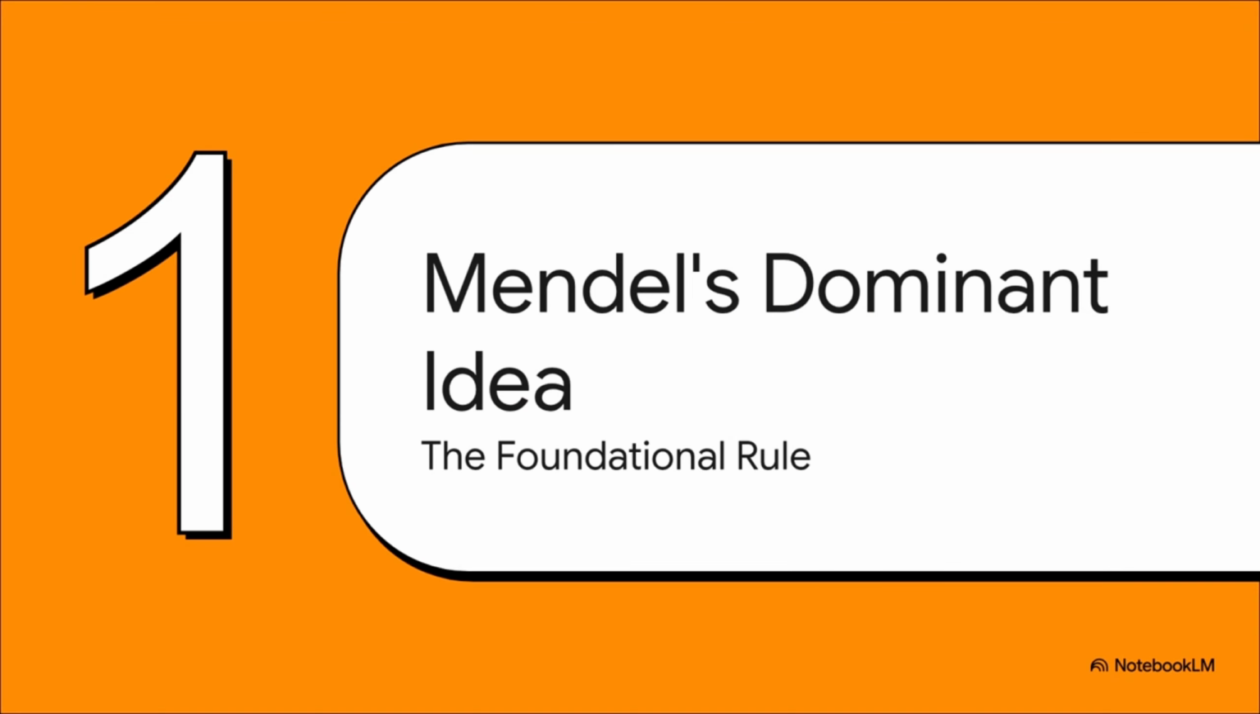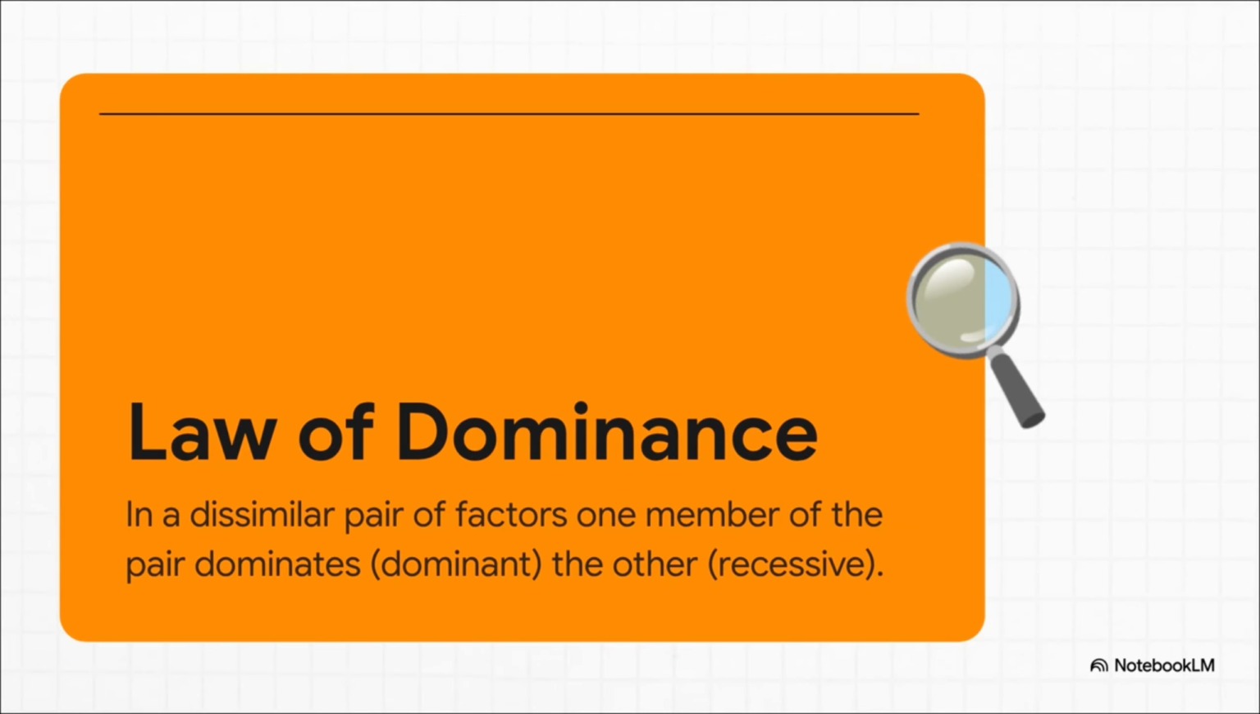To really get the exceptions, we gotta be solid on the rule itself. So, Mendel's big idea, his law of dominance, is pretty straightforward. He said for any given trait, you've got these factors. We call them genes or alleles now. If you have two different versions of that gene, one is going to be the boss. It's the dominant one, and it just totally masks the other.